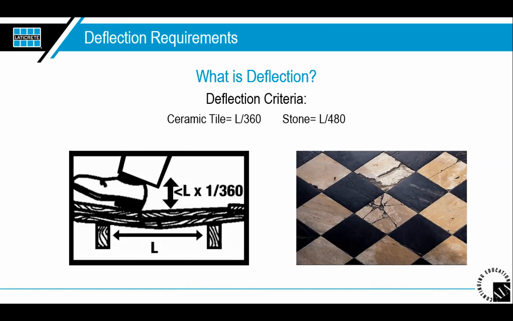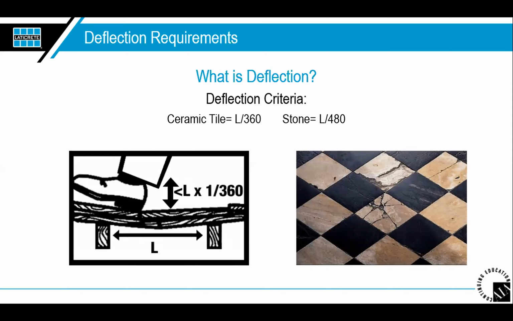Stone installations are totally different though. Again, they have to be even more rigid, right? So they're going to allow 1 inch of movement over a 40-foot span. So it's the same calculation that you would do for the L over 360, but for stone, you have manufacturers that are going to use L over 480.